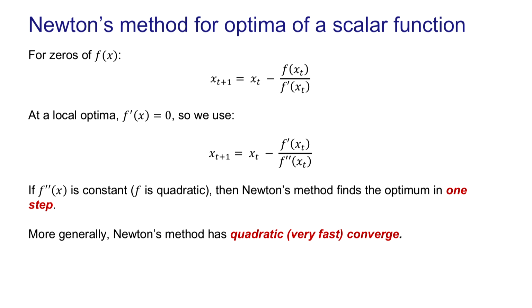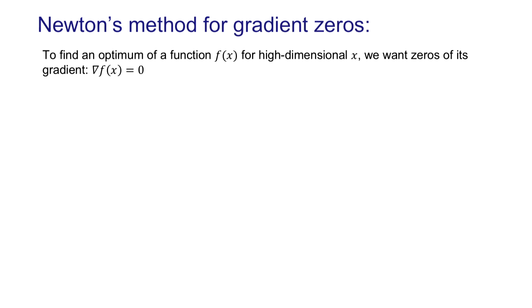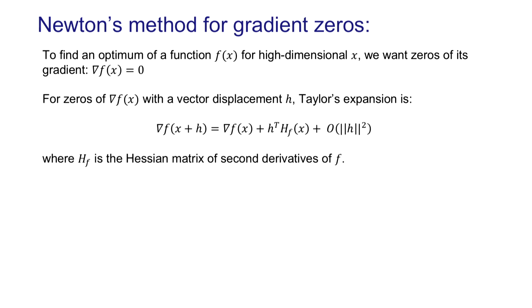Even with errors, though, even if it doesn't go straight to the optimum, the gap between that and the optimum is smaller. It has quadratic convergence compared to first-order methods, which have linear convergence. So you'll see it going to 0 very fast. So if we're in multiple dimensions, in high dimensions, we want to get to a 0 of the gradient now.